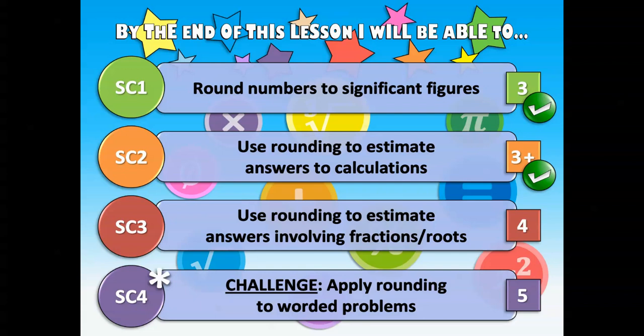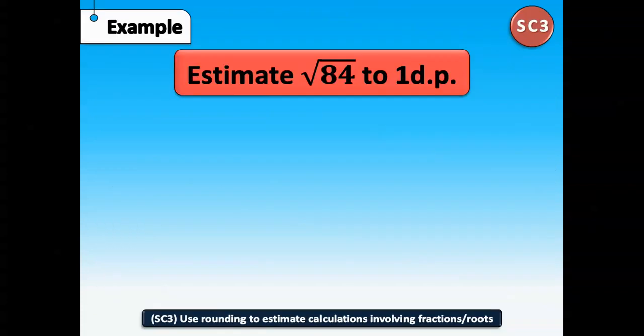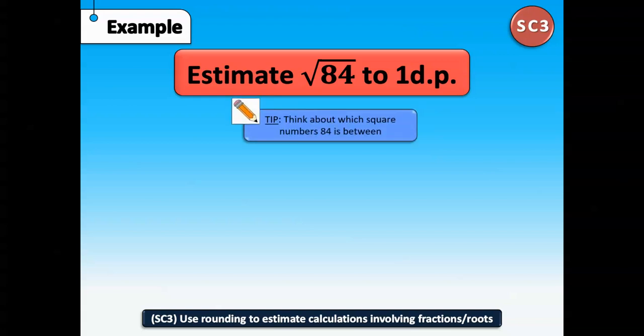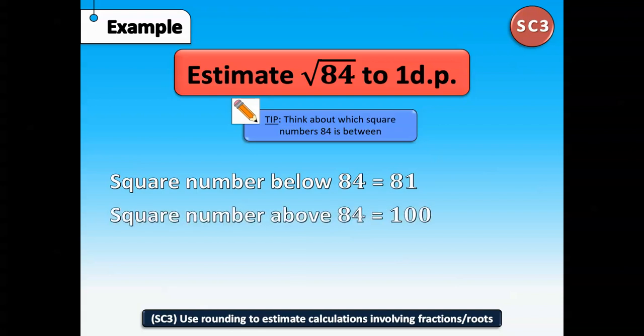So now we're going to move on to number 3, and this is to use rounding to estimate answers involving fractions and roots. So if we want to estimate the answer to the square root of 84 to one decimal place, we need to think which square numbers 84 is between. So the square number that's just below 84 is 81, and the next square number after 84 is 100.